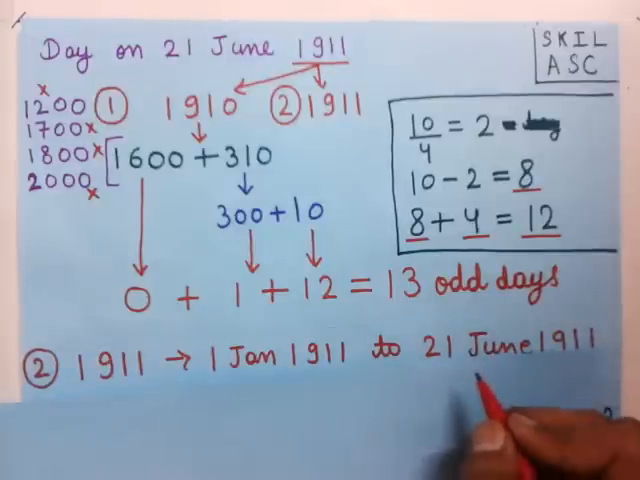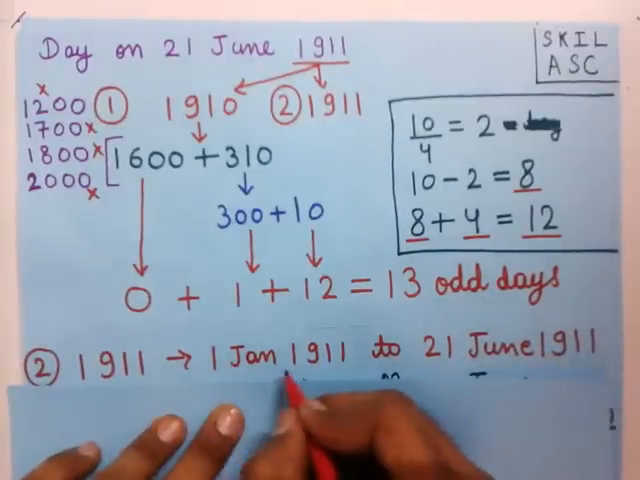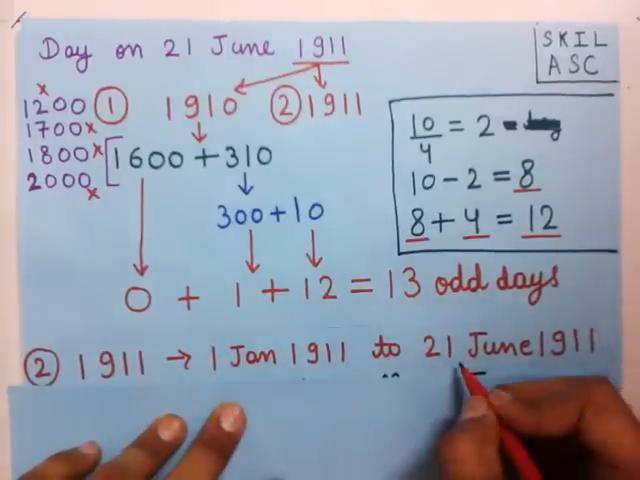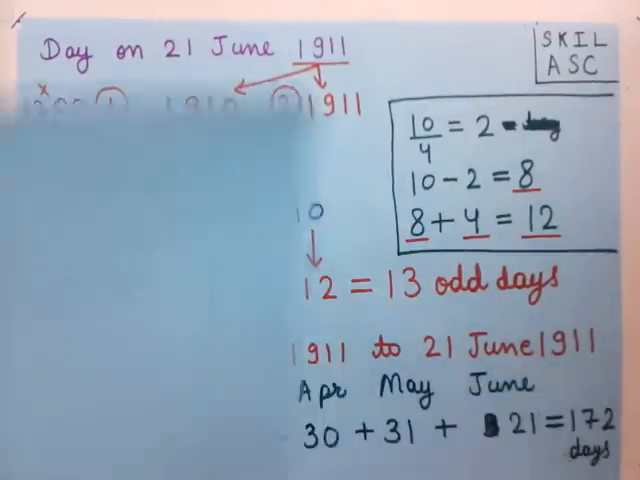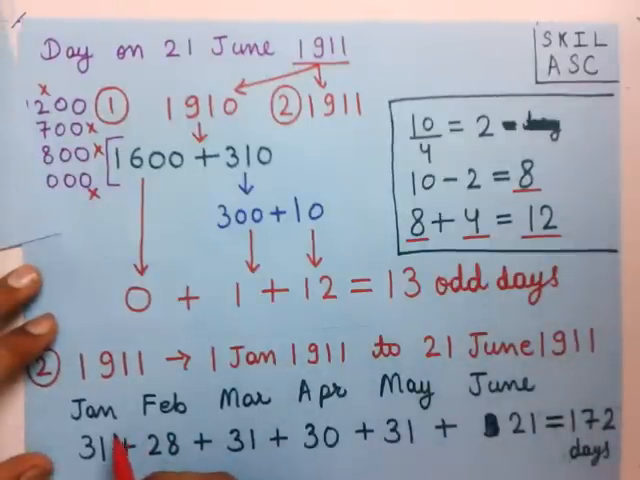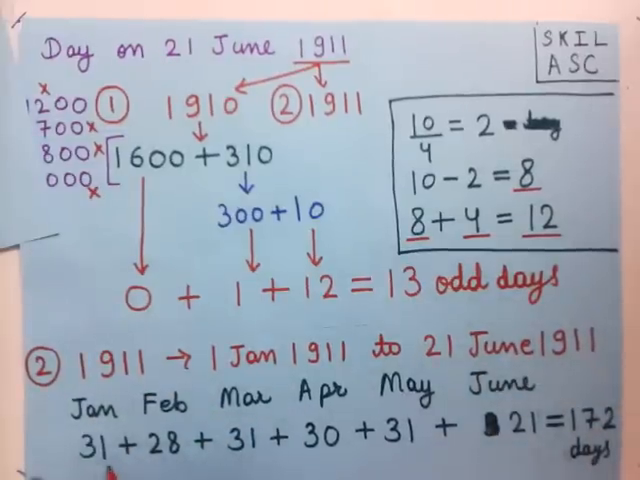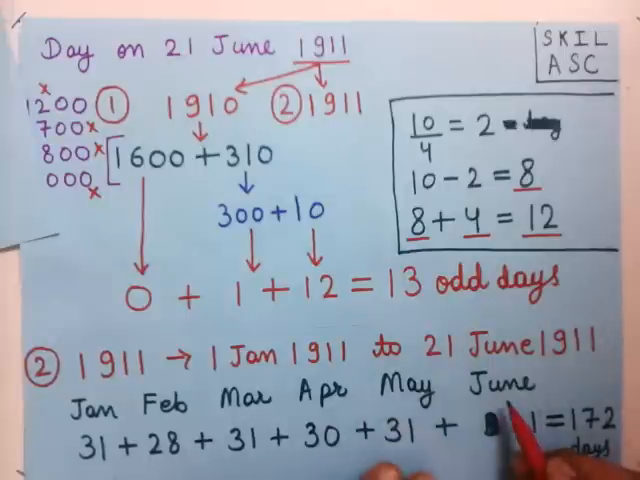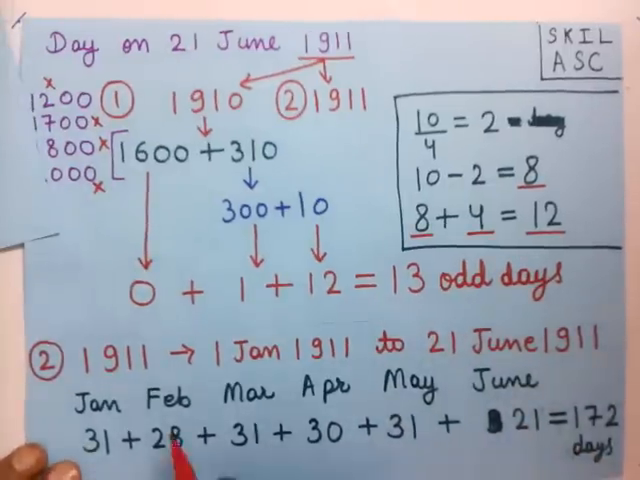So first we will calculate the total number of odd days from 1st January of 1911 to 21st June of 1911. So we write the total number of days from 1st January to 21st June. We write January, February, March, April, May, June up to 21st June. January has 31 days.